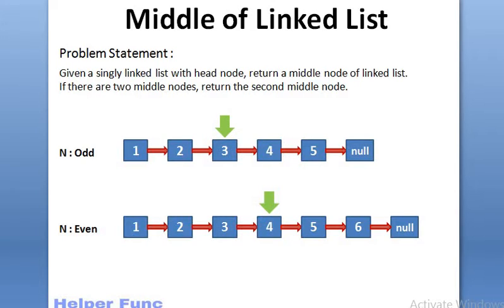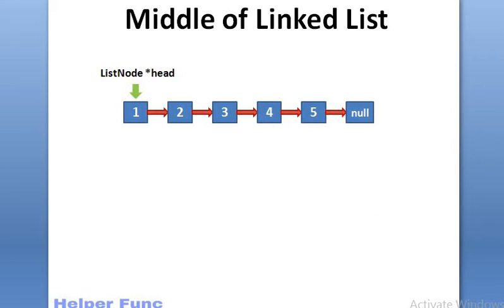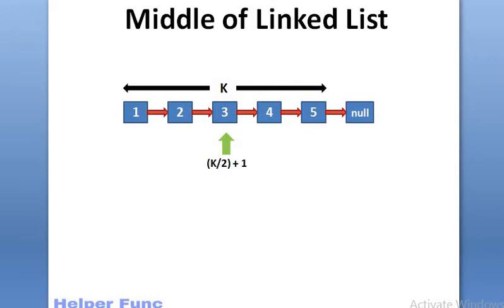Now let's see how we will solve this. So we will be given the head node of the linked list. One way to solve this problem would be to find the count of all nodes in the linked list. So here, let's say k will be the size of the linked list. Then the middle element will be the k by 2 plus 1th node. Here, k is equal to 5. Thus k by 2 plus 1 becomes 3, that is, the middle node will be the third node of the linked list.